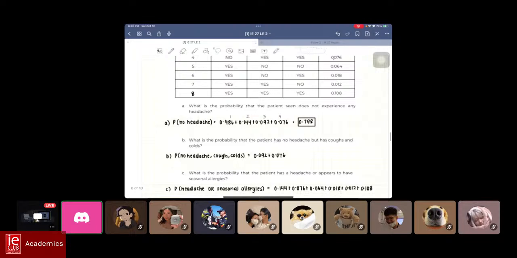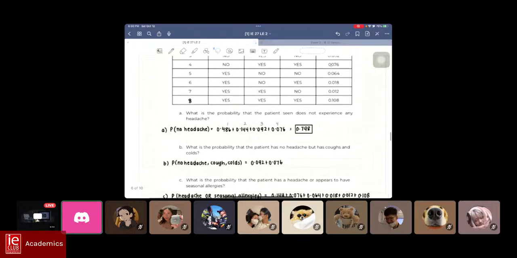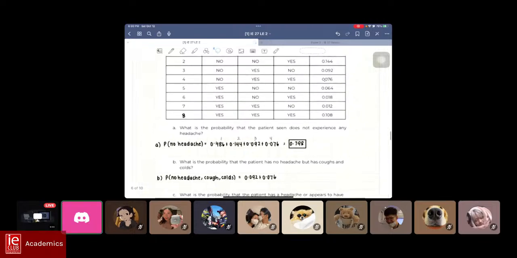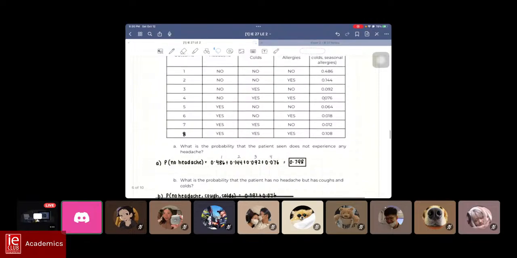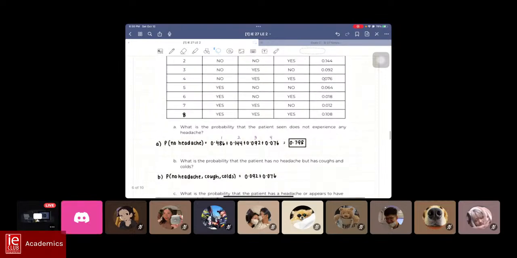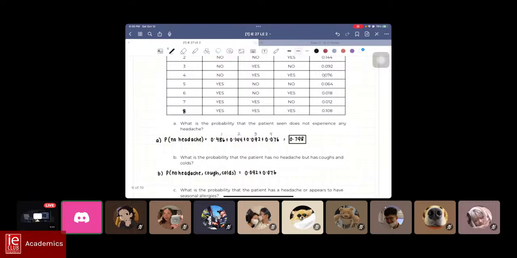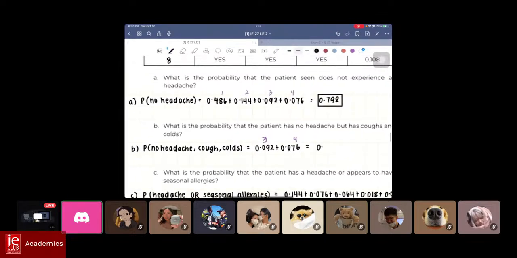For the second question, it says, what's the probability that the patient has no headache but has cough and colds? So for this, we can just look at the table again. So no headaches and has cough and colds, it's these two outcomes. So that's outcome 3 and 4. And then we just add their probabilities together. So that would be equal to 0.168.